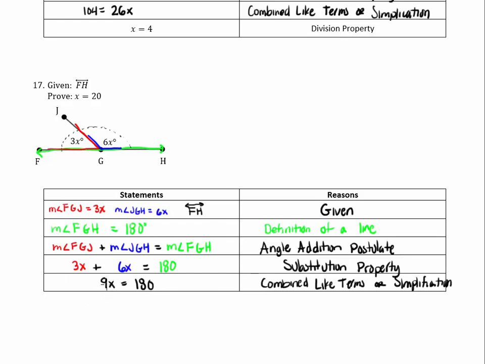So let's see, we're going to divide both sides by 9, it looks like. So x is equal to 20. And we're able to say that because we're dividing both sides by 9. That is the division property. And there we go. We have now proven that x is equal to 20.